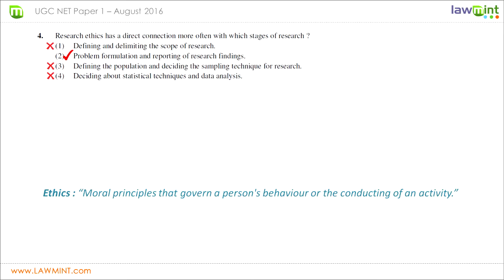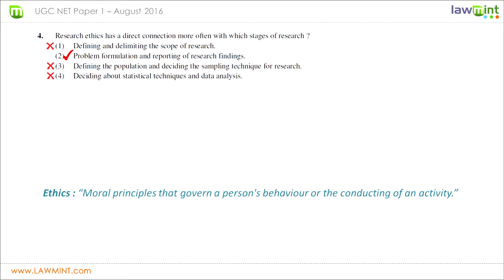In question number 4, we are asked research ethics has a direct connection more often with which stages of research. Now, ethics are the moral principles that govern a person's behavior or the conduct of an activity. So what can be an ethical issue with research? An ethical issue with research can be when, at the stage where you are obtaining the results of the research, you are either manipulating the data, fudging the data, or misrepresenting the facts to make the findings of the research more favorable to your cause.